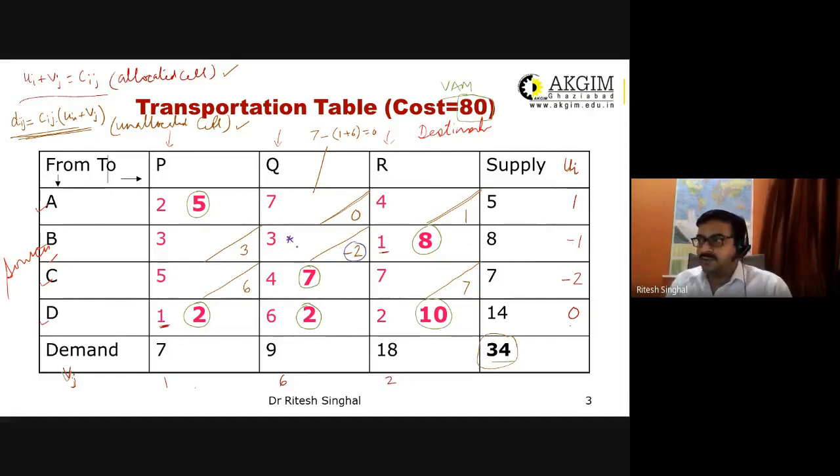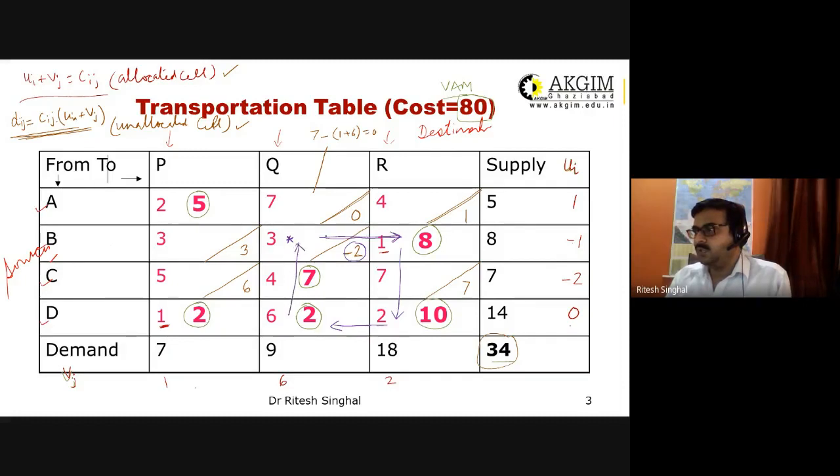Now we have to jump to the allocated cell, horizontal or vertical, not diagonally. So first we have to move to this cell. First move, second move to the allocated cell like this. Either you have to move horizontally or vertically, not diagonally. Now this move, and come back to the original cell, and this is the last move.